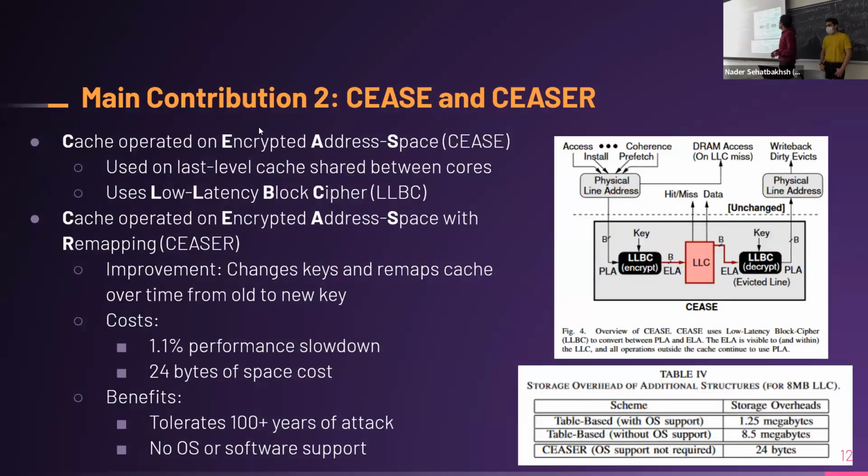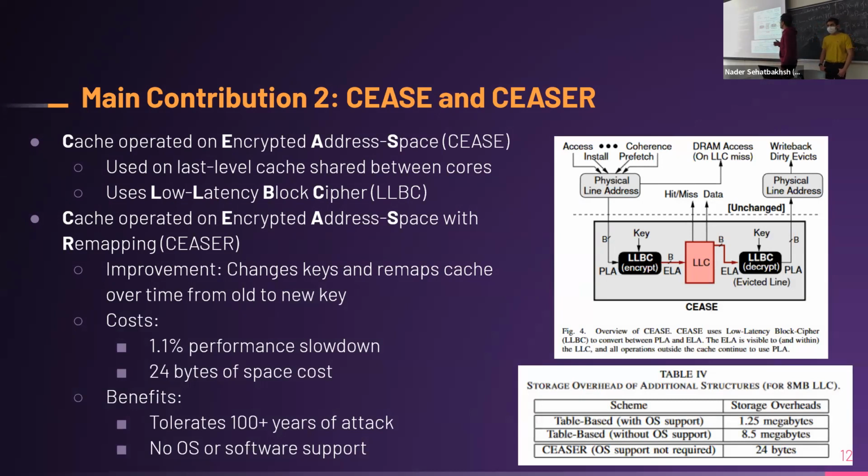And to continue, what the paper actually talked about was CEASER, which is going even further with this. We have an encrypted address space in the L3 cache, and we are using the low latency block cipher that we just talked about on the previous slide. But we want to improve this because, as an attacker, you can still start to see patterns in how the cache is being used.